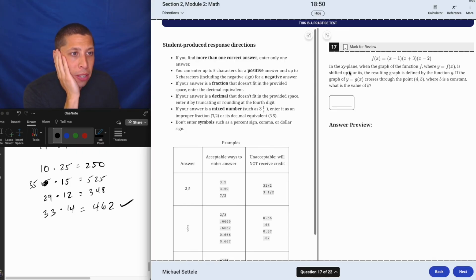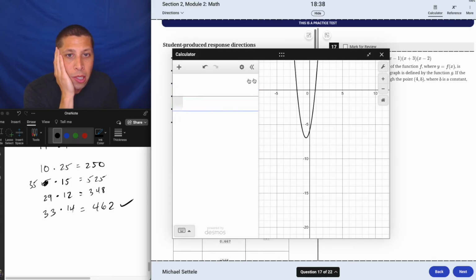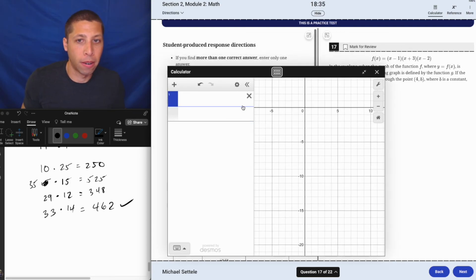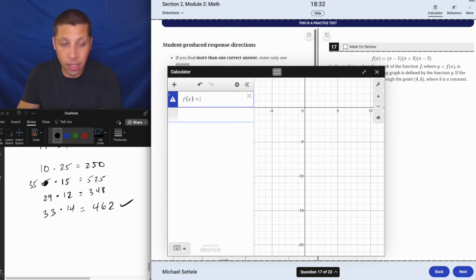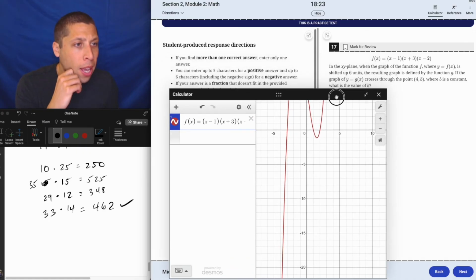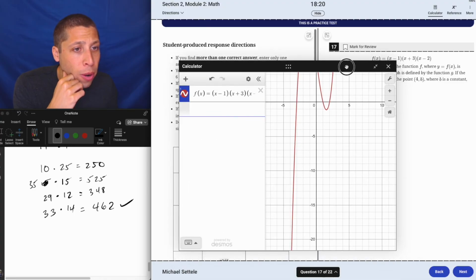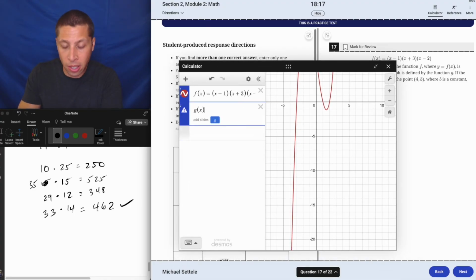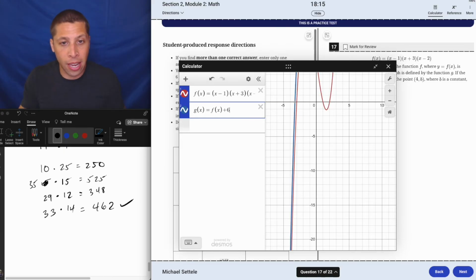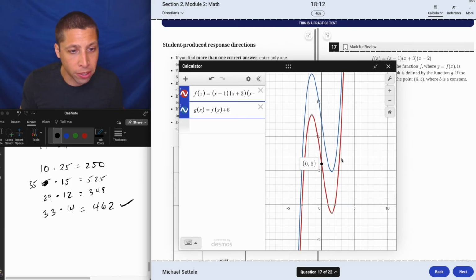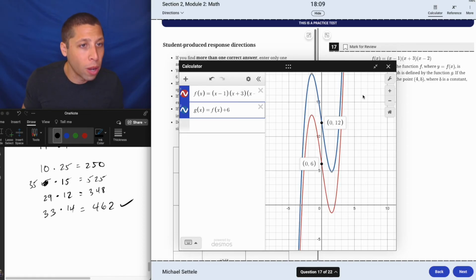The graph of the function f is shifted up 6 units, resulting in the graph of function g. The graph of y = g(x) crosses at (4, b), where b is a constant. What is the value of b? Okay, let's just use the calculator. So f of x equals (x minus 1)(x plus 3)(x minus 2), and shifted up 6 units. So you do need to know how that works. That just means g of x is going to be f of x plus 6 on the outside. And you can kind of see it, right? We have our y-intercept at (0, 6), now we have a y-intercept at (0, 12), right? So it shifted up 6 units.